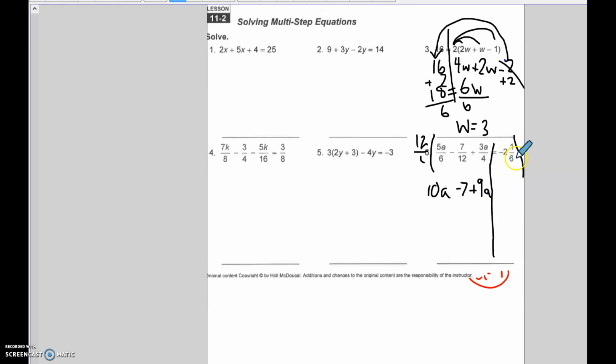And then over here, I'm going to turn this into an improper fraction because I don't like typing mixed numbers into my calculator, or I'm actually doing it in my head, but so that would be 12 times 13/6, and it's negative. So that would be 6 times 13 is 78. So it would be negative 78.